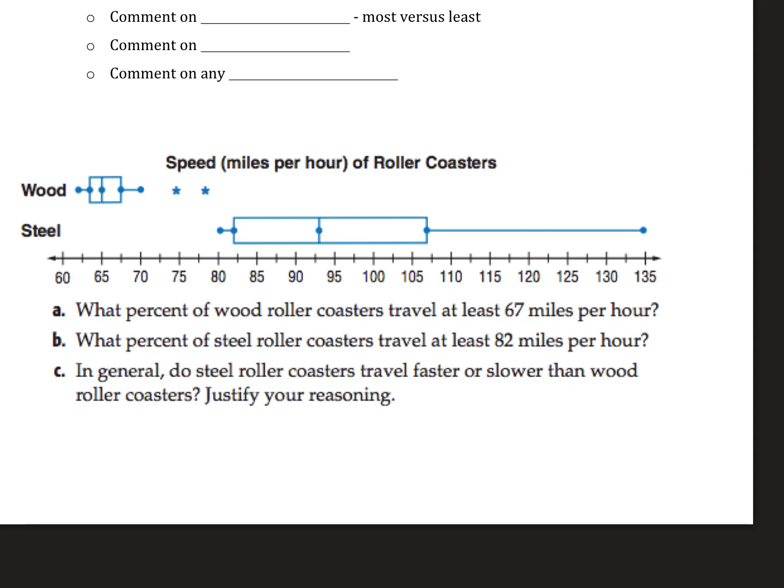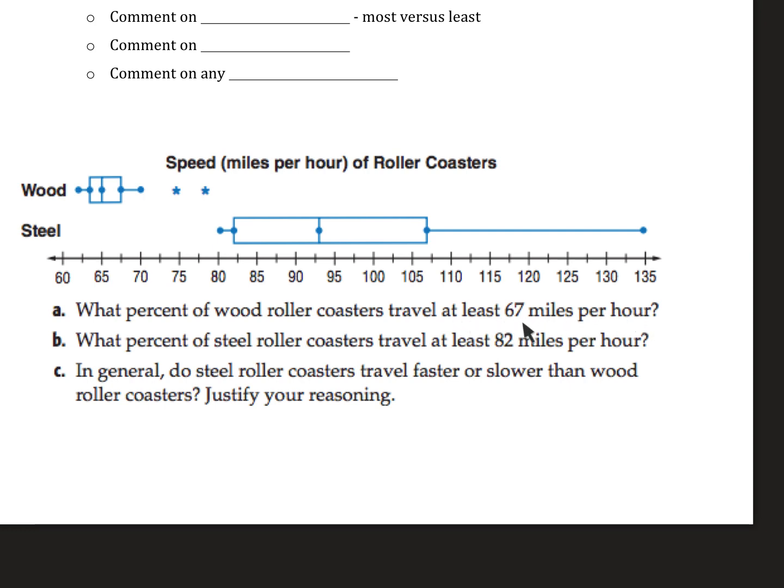Okay, so the last part that we're going to talk about: I've given you two box and whisker plots, and they show the speed in miles per hour of roller coasters. So you've got the wood roller coaster data up here, and the steel roller coaster data down here. And it asks what percent of wood roller coasters traveled at least 67 miles per hour.